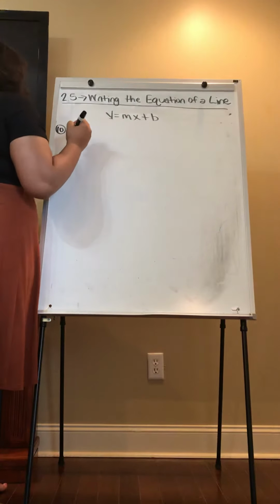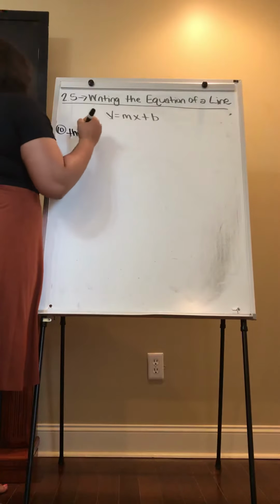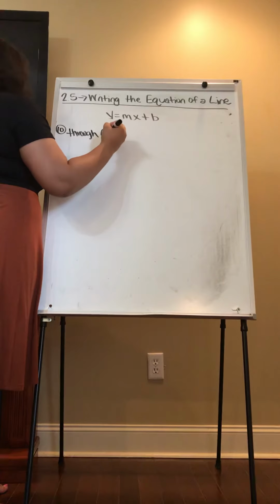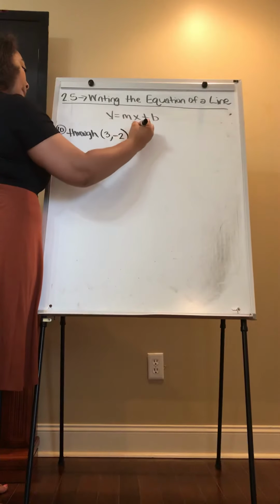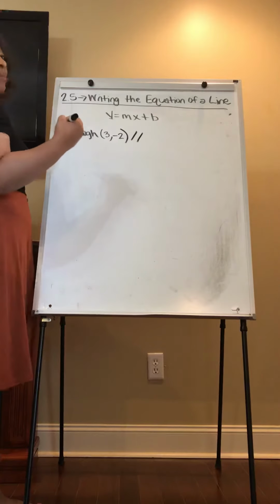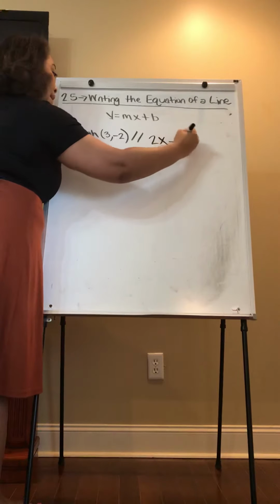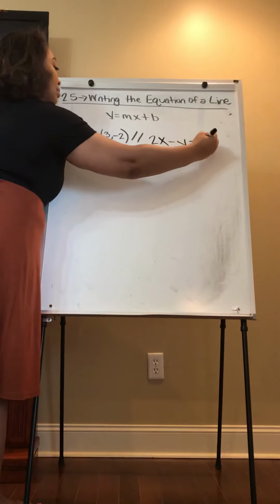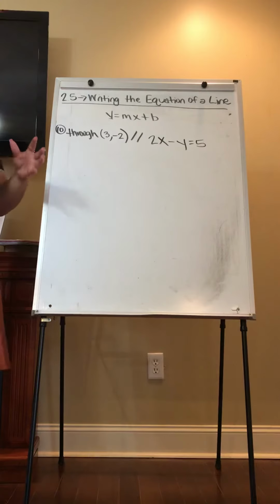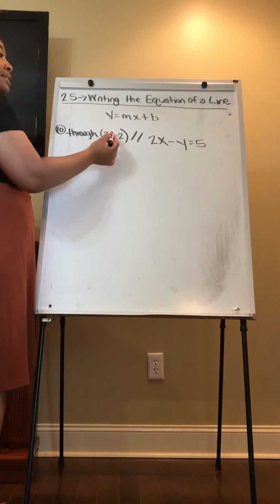Example 10. We're going to write the equation of a line that's going through the point 3, negative 2. And the double line slanted represents the word parallel to 2x minus y equals 5. Now, this is really expanding our thinking skills. Now, I wanted you to write the equation of a line that's going to contain this point.